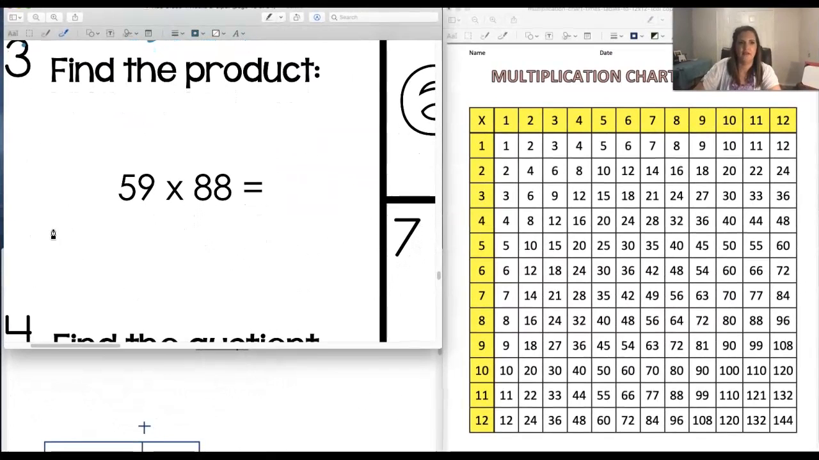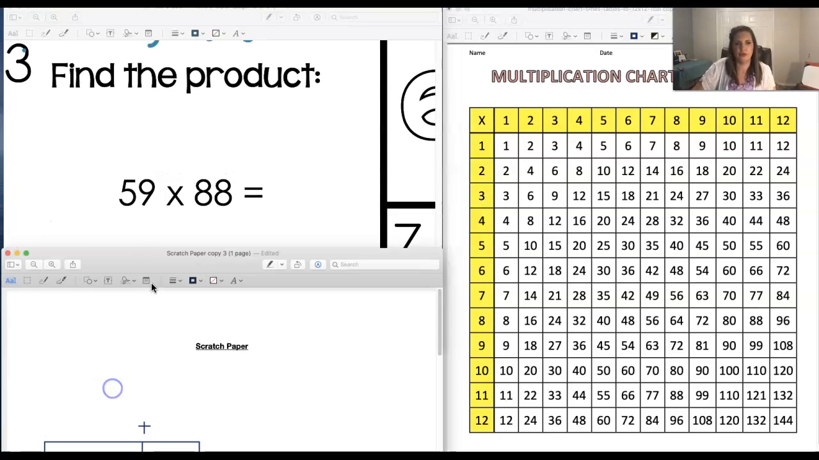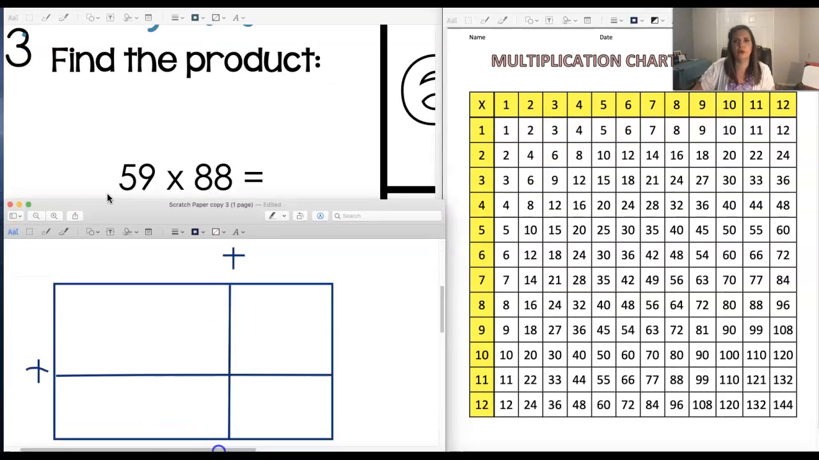Number 3, find the product. 59 times 88. For this one, we're going to go ahead and go to our scratch paper so that we have a little bit more room. We're going to take this number 59 and we're writing it in expanded form. That means we're expanding or stretching it out into its place values. The 5 right here, the value of this 5 is really 5 tens or 50. The value of the 9 right here is 9 ones or 9.